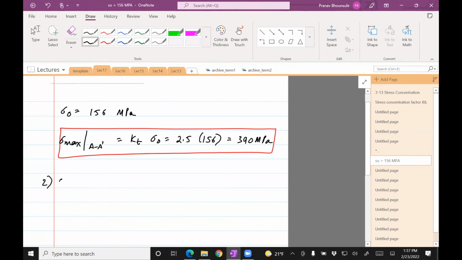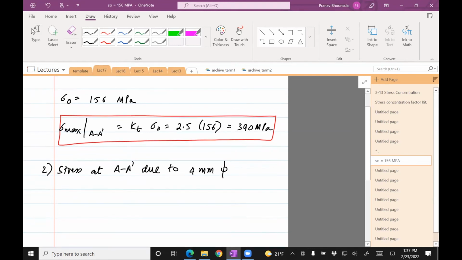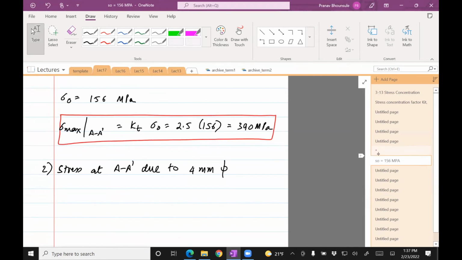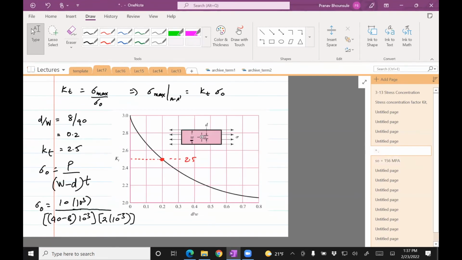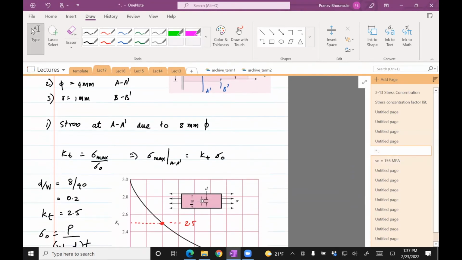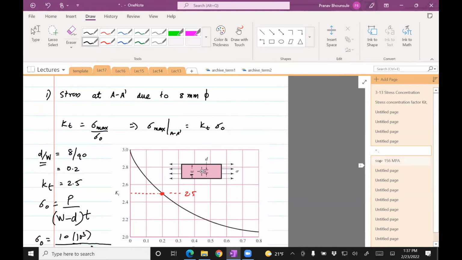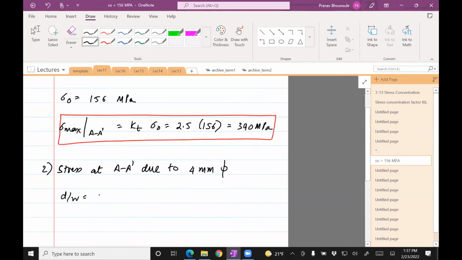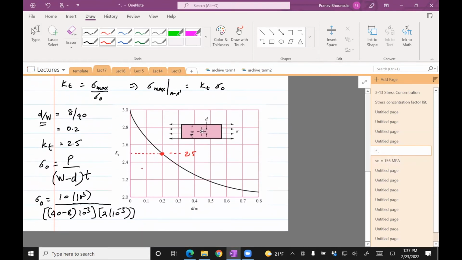The second one, we'll compute the stress at A prime due to the 4 mm hole. Okay, so we do the same thing. We need to compute D divided by W. The D is 4, W is 40. So this is 1/10, which is 0.1.